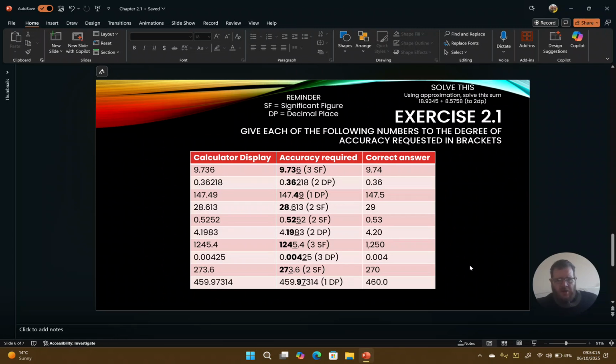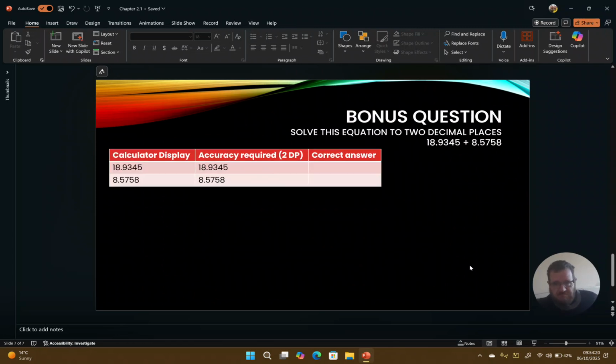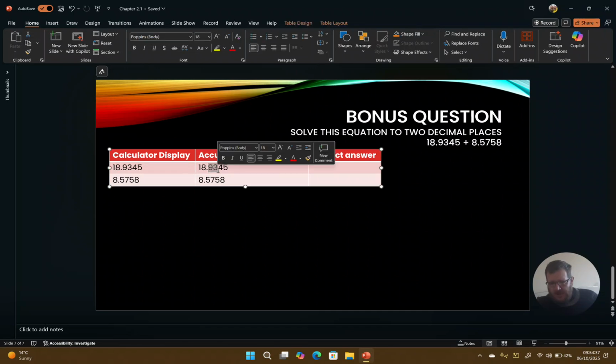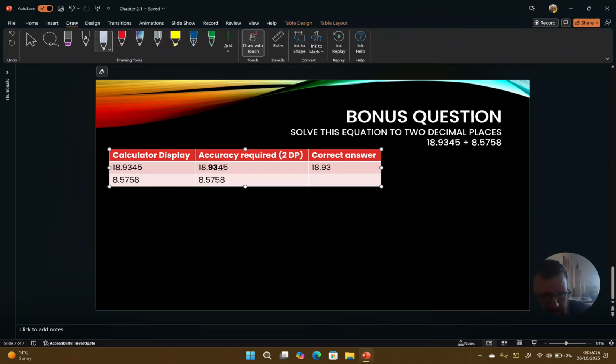So with that in mind, let's solve the bonus question, which is we're going to add these to 2 decimal places. So we want to round that. We'll put the 18, and then there's the 9. And then we're going to round the 4 off. Now, because that is less than 5, the second decimal place will stay as it is. I'm going to use my stylus pen for this because you can actually draw on this as such.